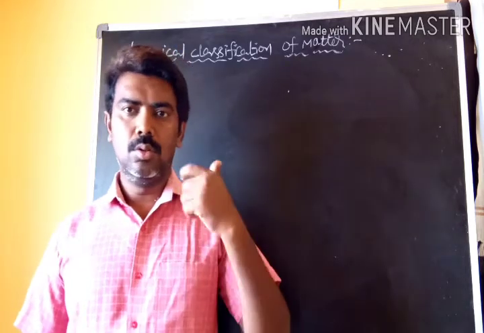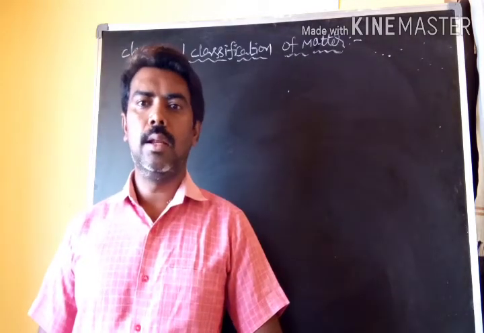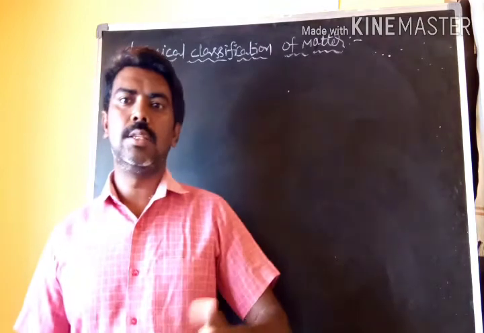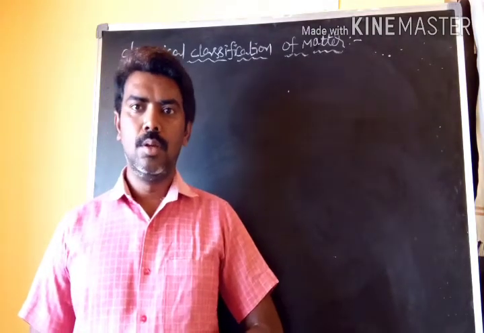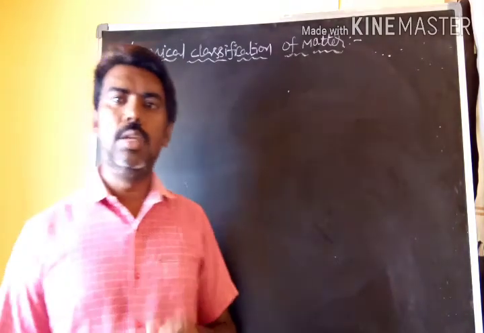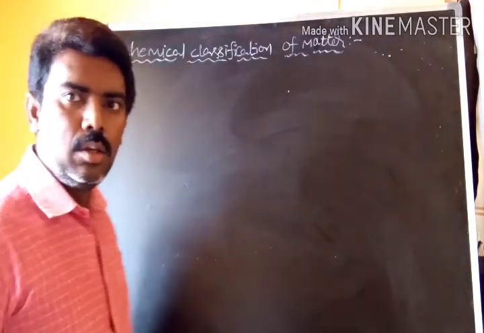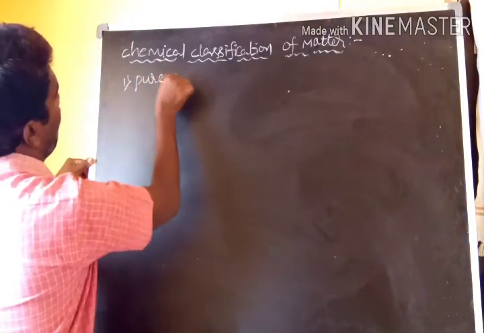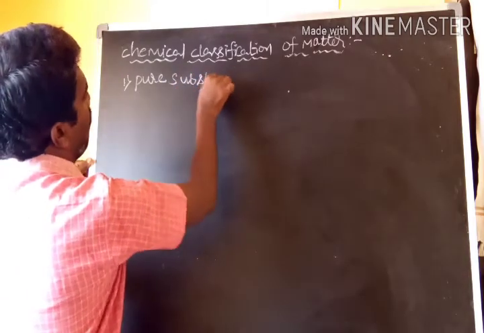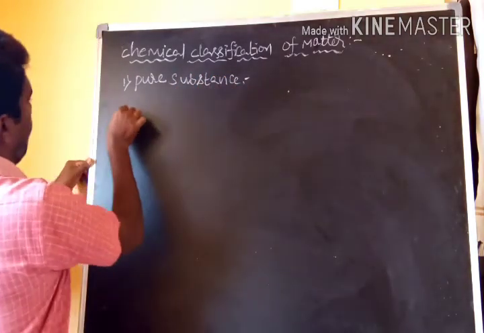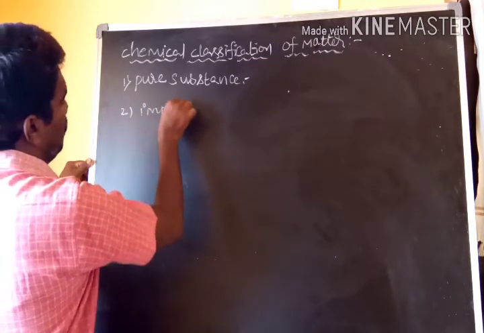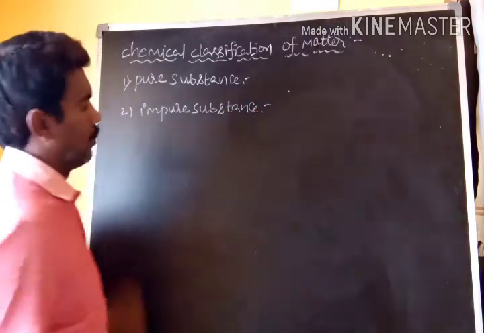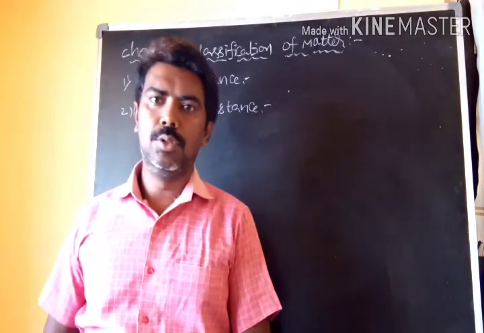Based on the chemical classification, the matter can be divided into two types. One is a pure substance and the other one is an impure substance. Pure substance and impure substance.